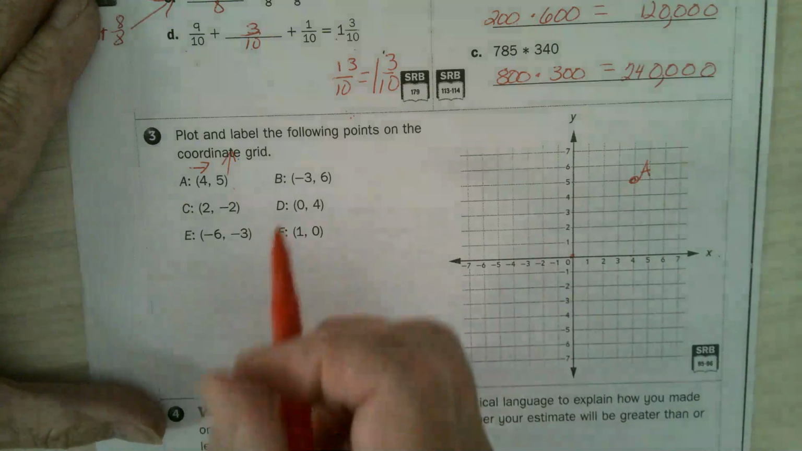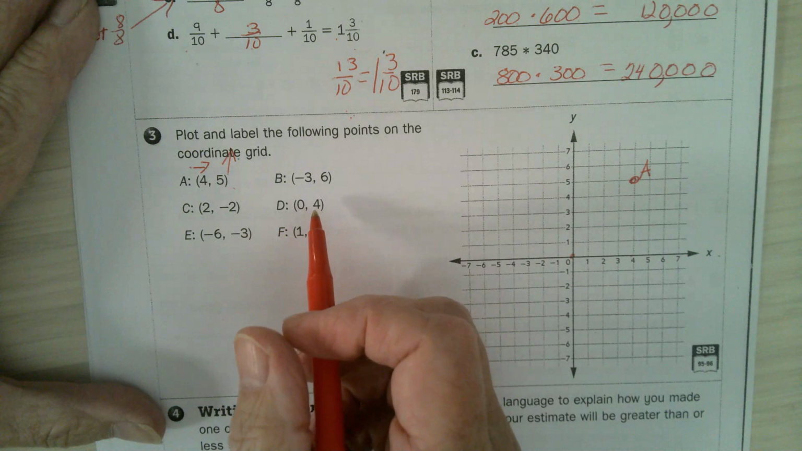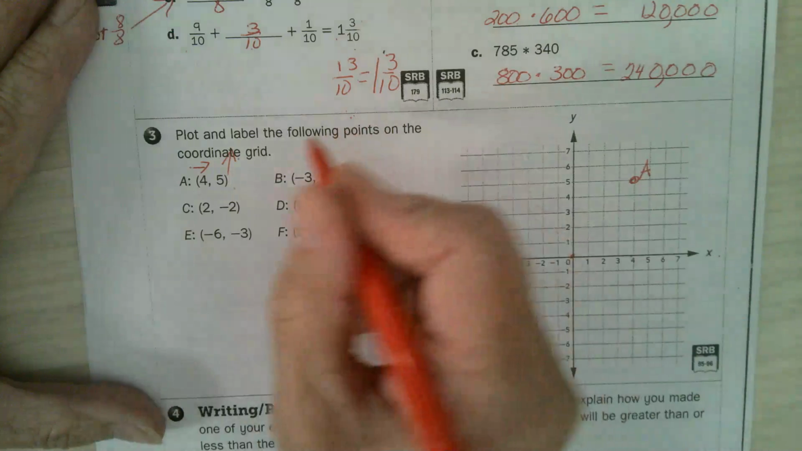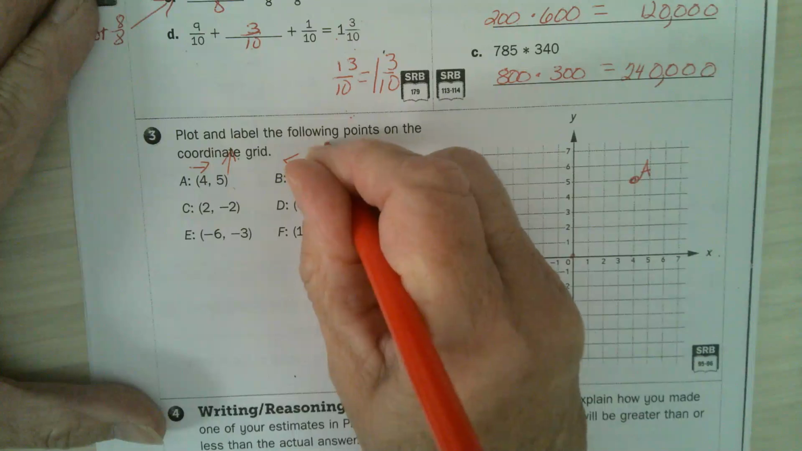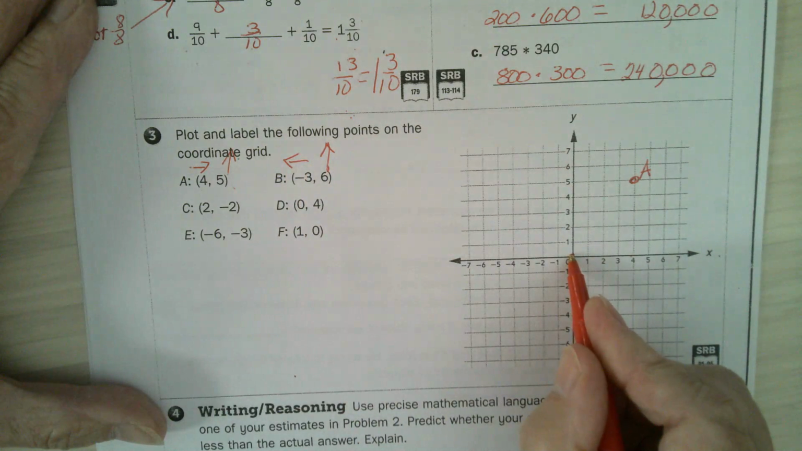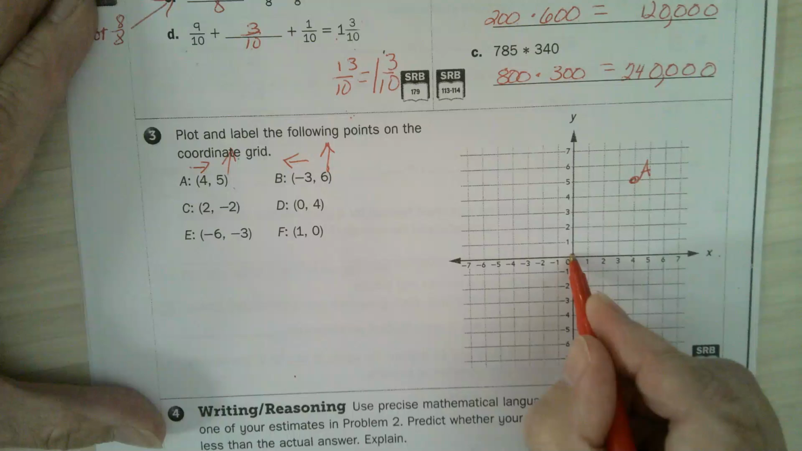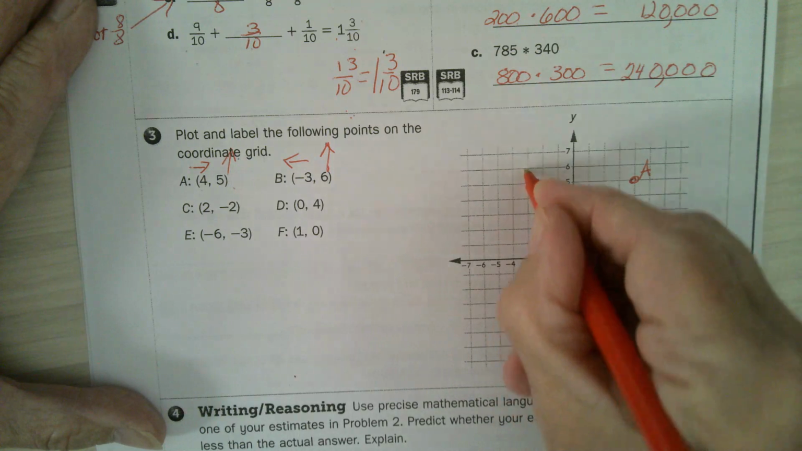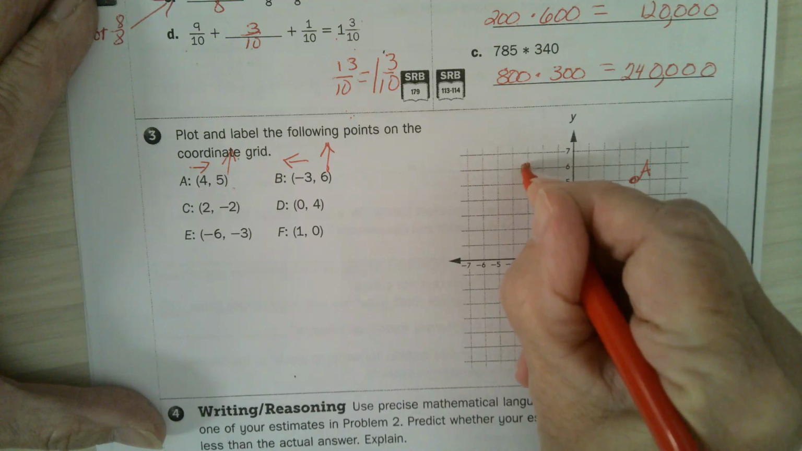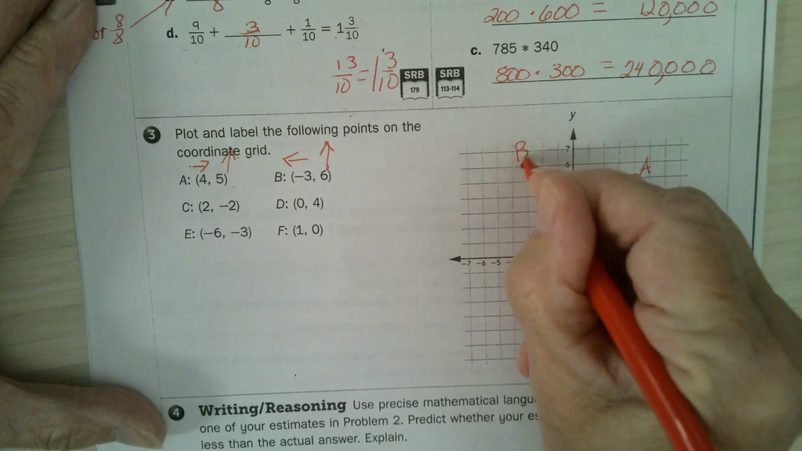In letter B, we have -3. -3 means you're going to go left 3, positive 6, up 6. Start at the origin. Go left 3, up 6. Put your dot and letter B.